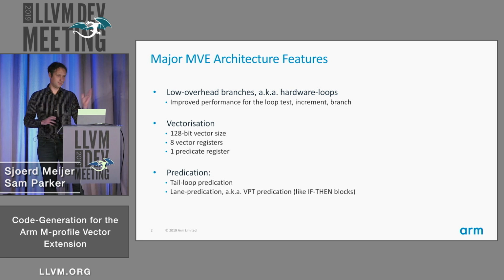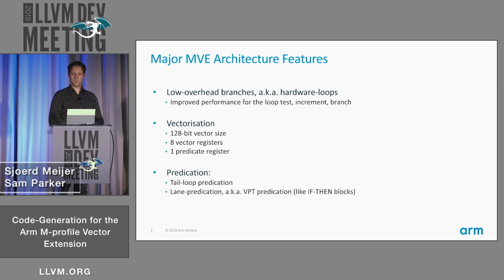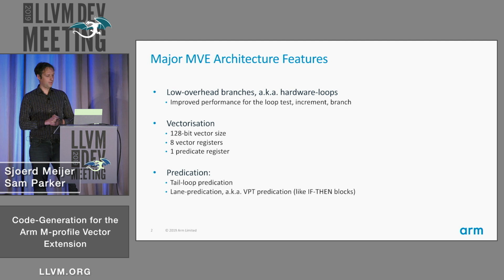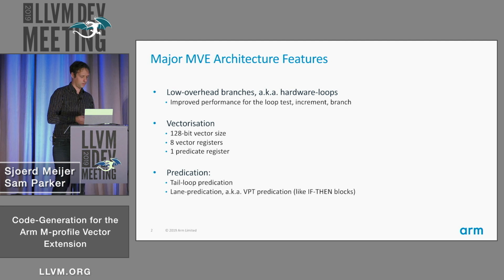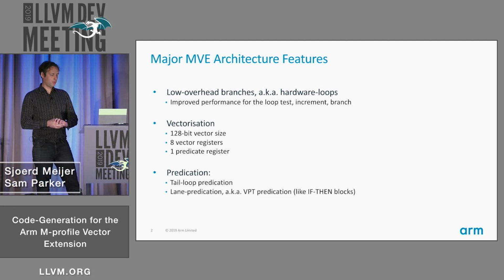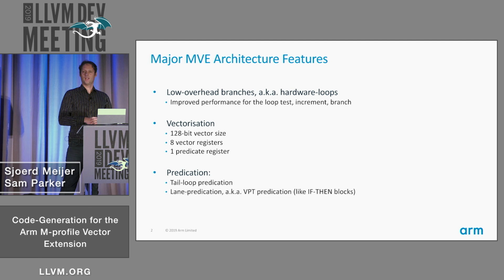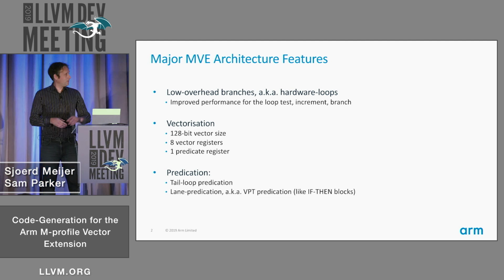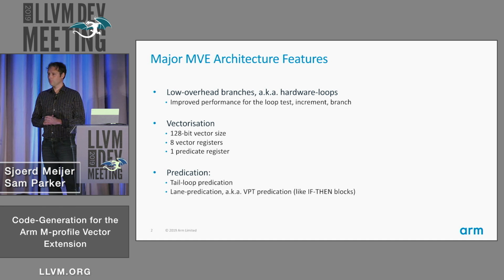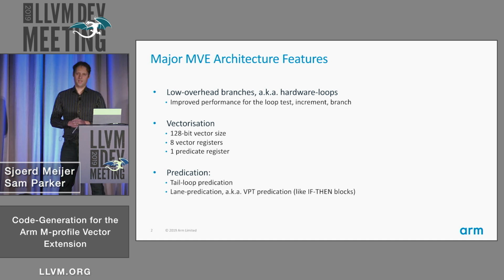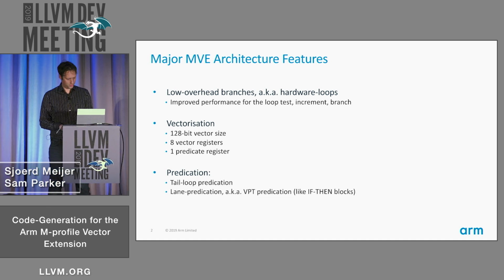And the reason is that this is targeting microcontrollers. They can be less, they need to be less power hungry than a bigger application core. So this is a trade-off here. It also has one predicate register to support predicated execution, which actually brings us on to the next big thing, predication. We have 2 forms of that, tail-predication and lane-predication, and we'll be explaining that in a moment.